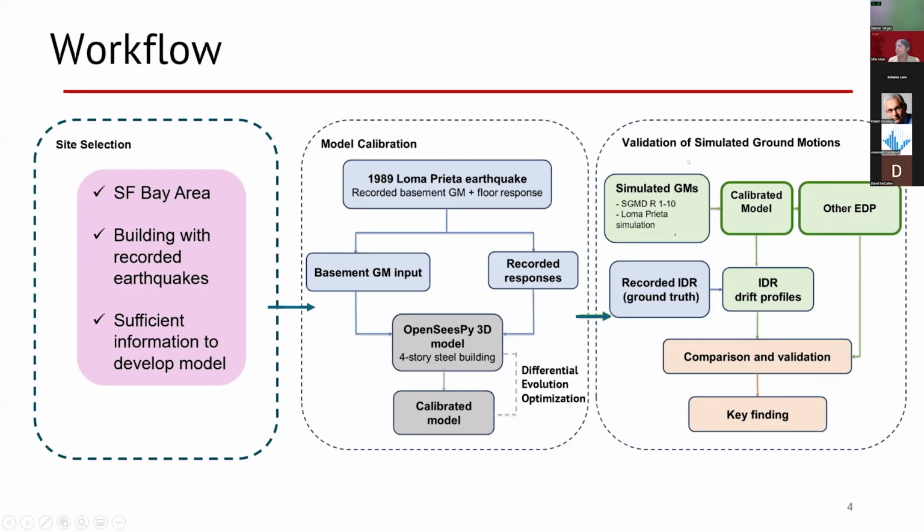And then we went ahead to do the validation study, where we used two types of motion. One is from SGMD, the primary one, where we used realizations 1 to 10 and around 9 stations around our site. And then the other one is a physics-based simulation of the Loma Prieta earthquake. So these two suites are used on the calibrated model.